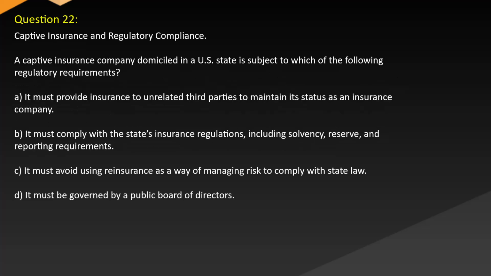Question 22. Captive insurance and regulatory compliance. A captive insurance company domiciled in a U.S. state is subject to which of the following regulatory requirements? A. Must provide insurance to unrelated third parties to maintain its status as an insurance company. B. It must comply with the state's insurance regulations, including solvency, reserve, and reporting requirements. C. It must avoid using reinsurance as a way of managing risk to comply with state law. D. It must be governed by a public board of directors.